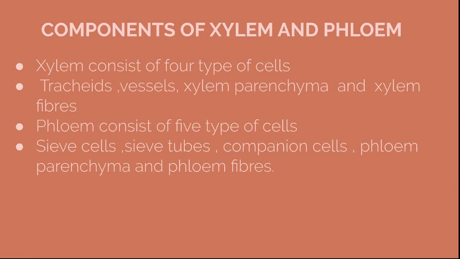Phloem transports food from leaves to the other parts of the plant. So that means it transports food both upward as well as downward. So conduction in phloem takes place in two directions, upward as well as downward. Except phloem fibers, other phloem cells are living cells. So this is about the components of xylem and phloem.